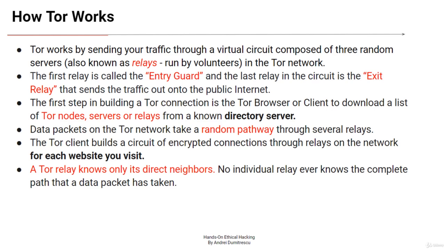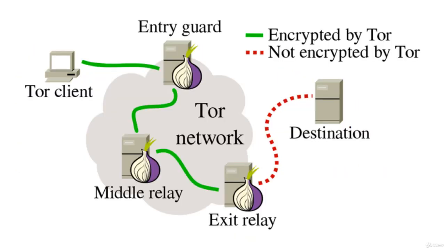In this lecture, we'll dive deeper into how Onion Routing and Tor work. In the last lecture, we've learned that in order to remain anonymous, the Tor client will bounce the data through 3 different servers or Tor relays, and the last relay will connect to the internet server, let's say to a website, on your behalf. It's like a proxy. When building a Tor circuit, the first relay is called the entry guard, and the last relay in the circuit is the exit relay that sends the traffic out onto the public internet.